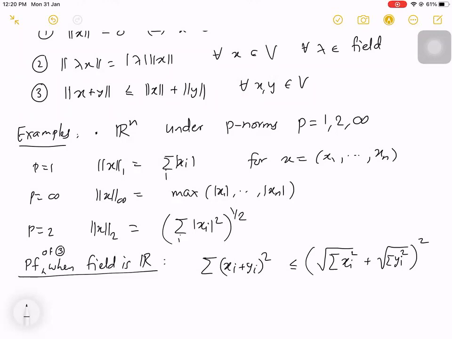The reason why I'm saying this is because I'm doing this for real numbers, but then I want you to do everything over complex numbers also. So some conjugation, etc., is going to be required. So what is the Cauchy-Schwarz inequality?